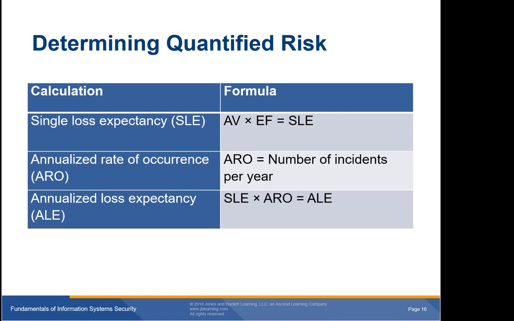On the other hand, if the cost of the countermeasure were $20,000, it wouldn't make sense. You'd be spending $20,000 to potentially save $9,000, which would cost the organization an additional $11,000.